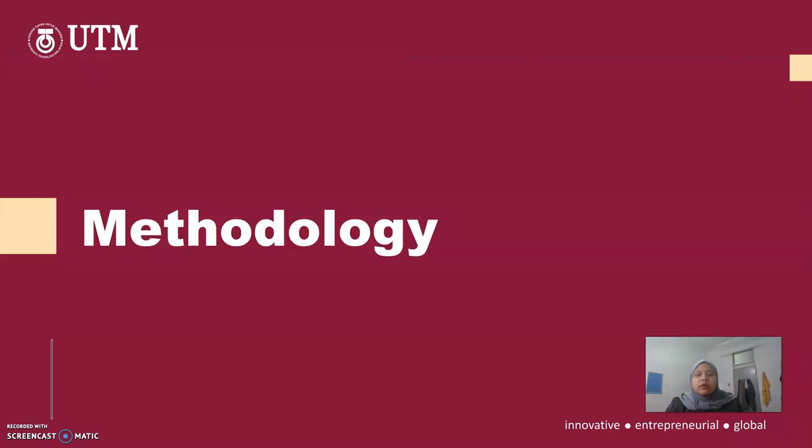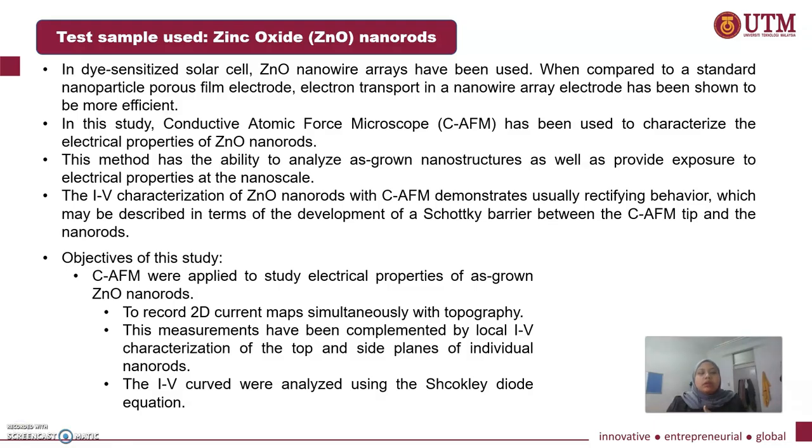Next we move to the methodology. In this methodology, the test sample that we use is zinc oxide nanorods. In dye-sensitized solar cell, zinc oxide nanowire arrays have been used when compared to a standard nanoparticle porous film electrode. Electron transport in a nanowire array electrode has been shown to be more efficient. In this study, conductive atomic force microscope has been used to characterize the electrical properties of zinc oxide nanorods.